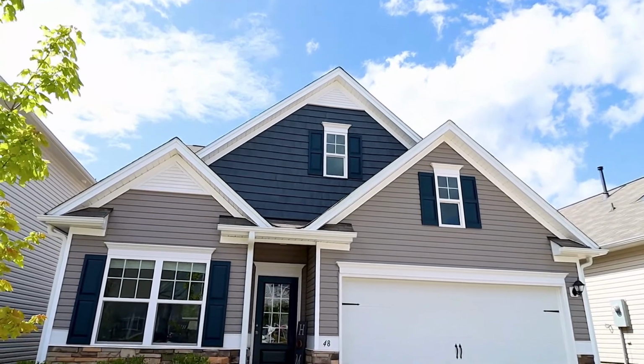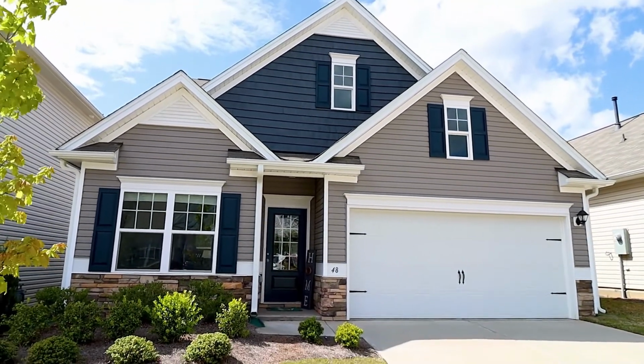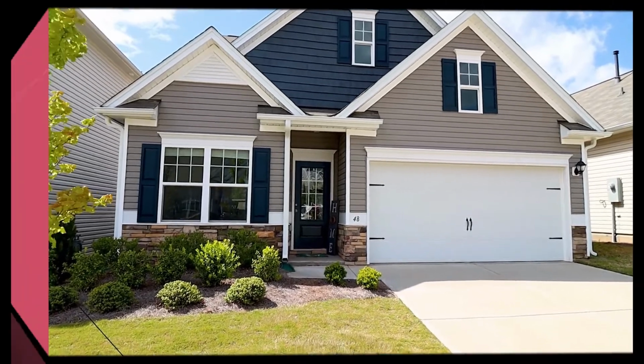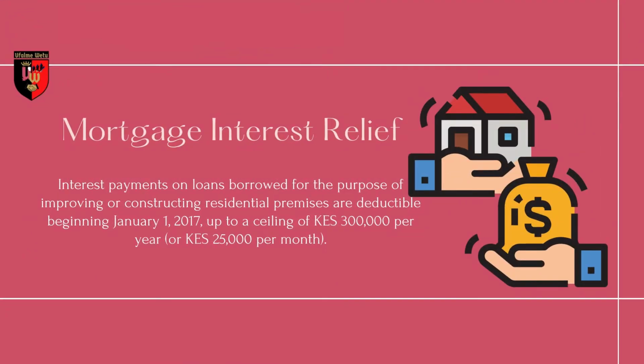Number 6 is mortgage interest relief. Interest payments on loans borrowed for the purpose of improving or constructing residential premises are deductible from January 2017 up to 300,000 shillings per year or 25,000 per month.